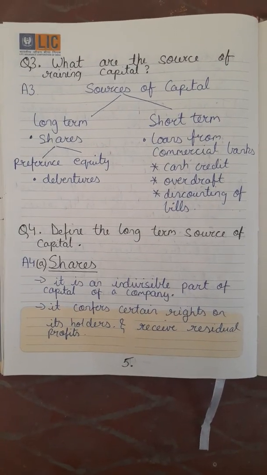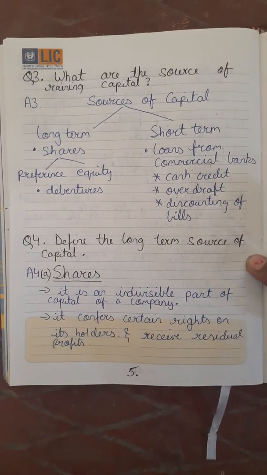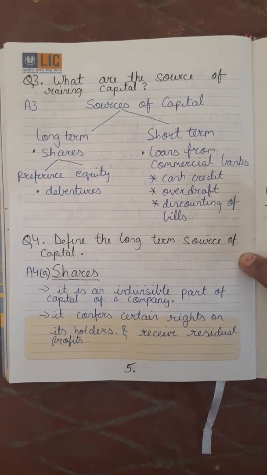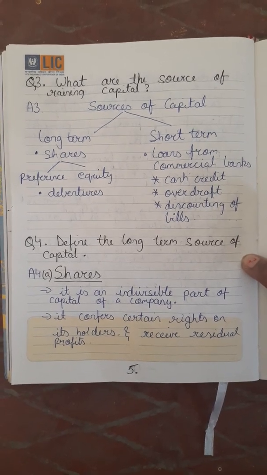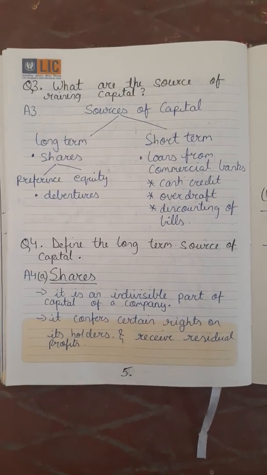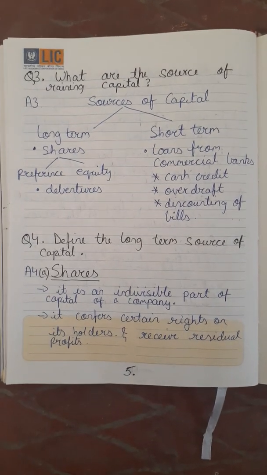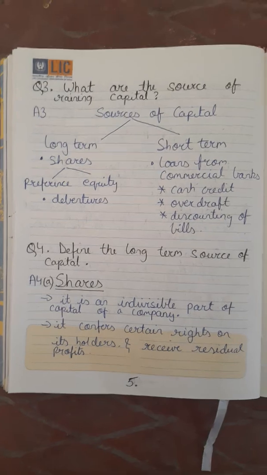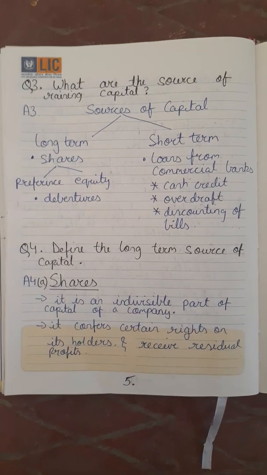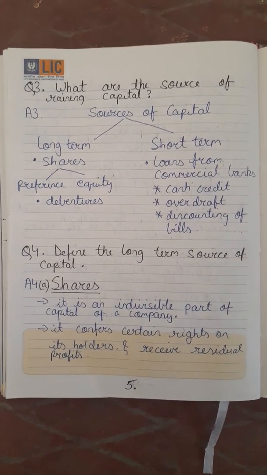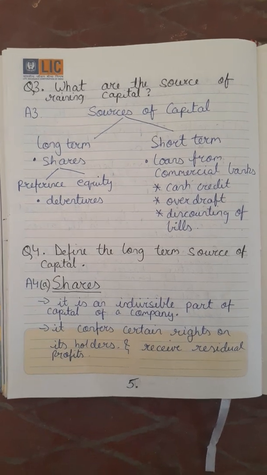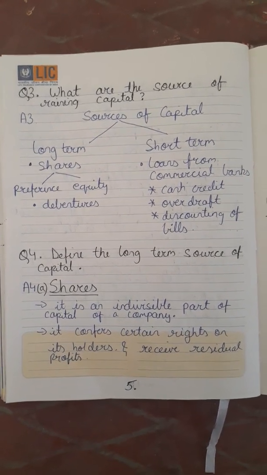I have so far explained that a company can raise finance through capital market. But in what ways? A company can raise capital for long-term purposes or short-term purposes. When a company requires finance for its long-term planning, then the company raises capital through shares and debentures. And when a company raises capital for its short-term activities, then it can raise capital from loans from commercial banks in the form of cash credit, overdraft, and discounting of bills.